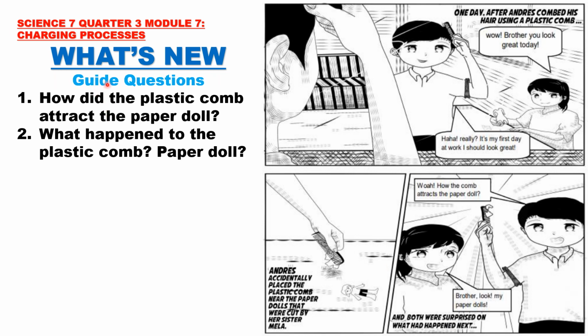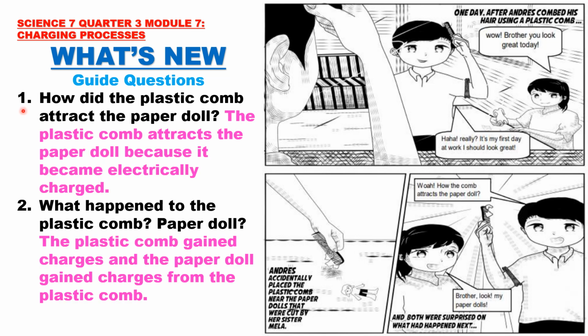So let us now answer the guide questions. Number 1, how did the plastic comb attract the paper doll? And 2, what happened to the plastic comb? What happened to the paper doll? So here is the answer. For number 1, the plastic comb attracts the paper doll because it became electrically charged.